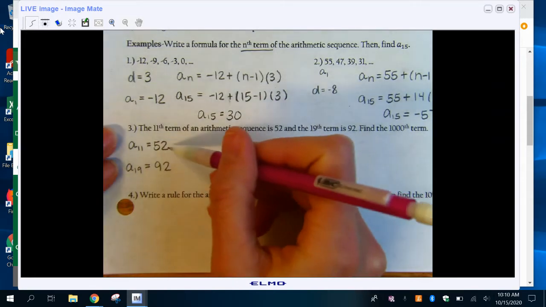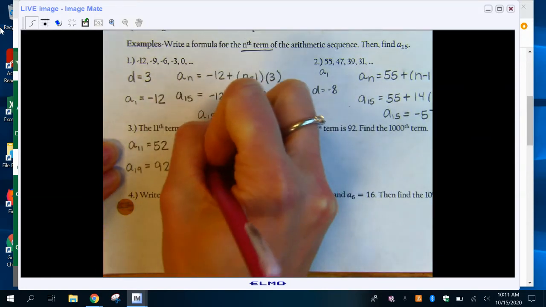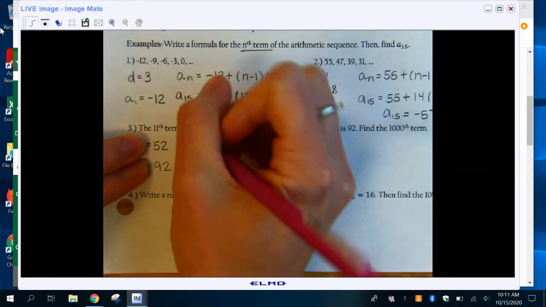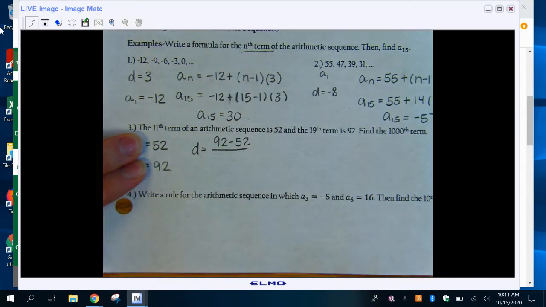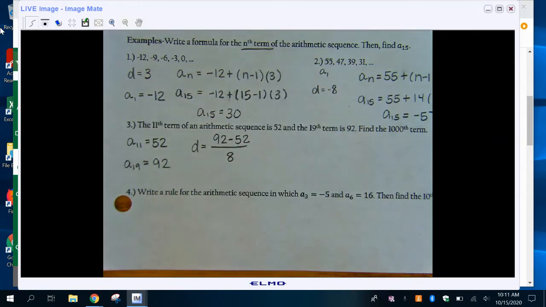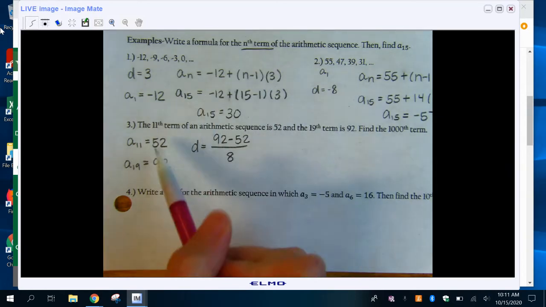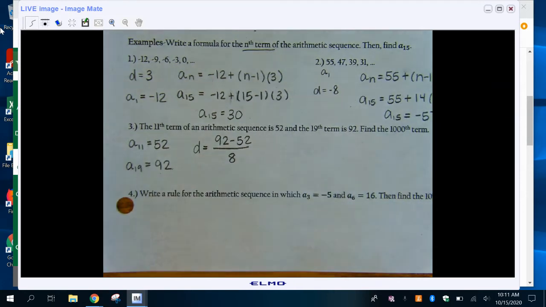So I want to figure out from my 11th term to my 19th term, how far did I go? So if I ended at 92 and started at 52, I want to find the difference between those. And then if this is the 11th term and the 19th term, it took 8 terms to get there. So again, because we know that every term is different by a constant amount, if you can find the total increase and divide it by how many terms are in between, that'll give you your common difference.